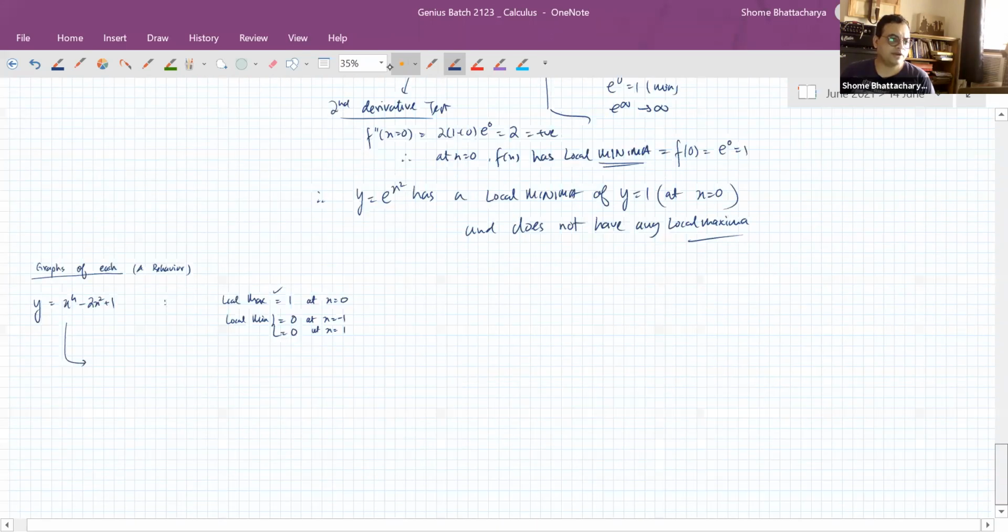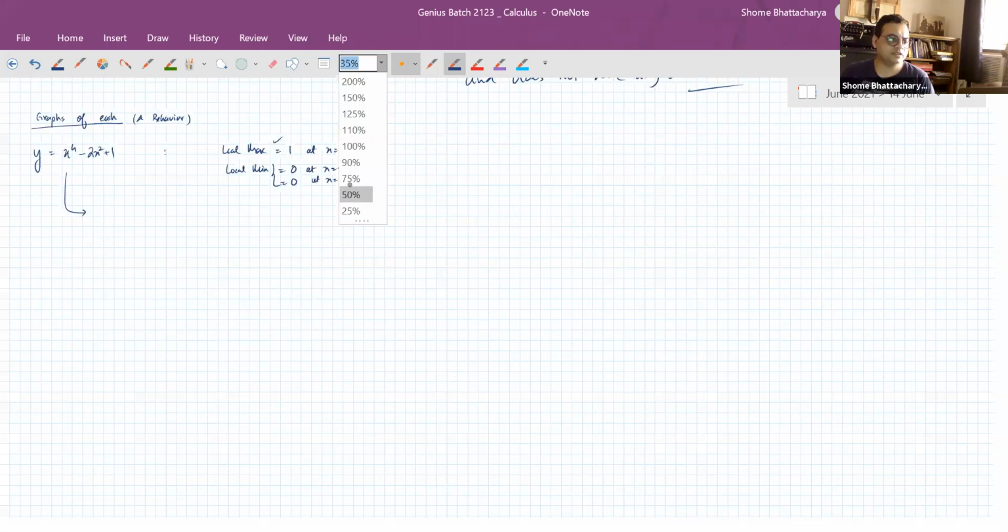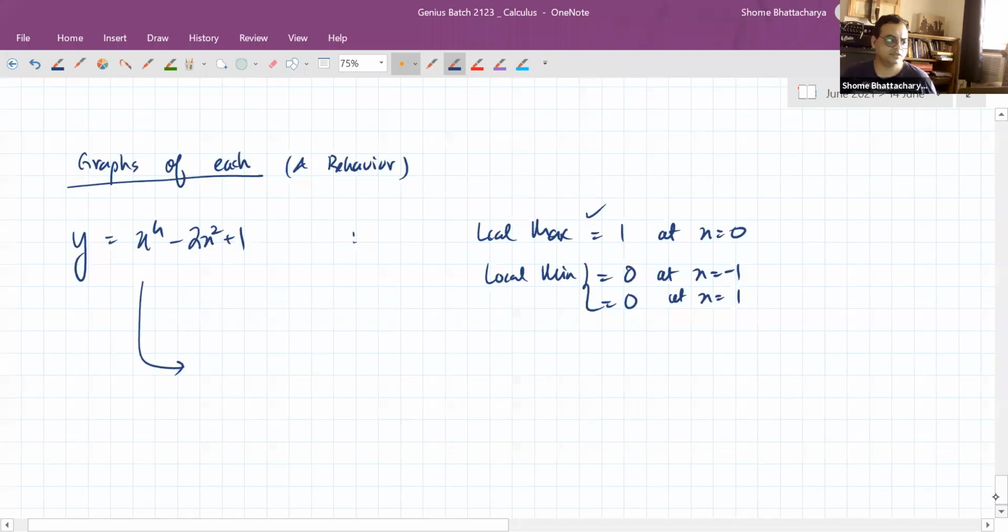Okay. Now apart from this, now I will not do the full analysis of increasing and decreasing intervals. I'll just understand that okay, these points are there. Now what about the value of y as x tends to minus infinity? Y will tend to infinity here because x to the power 4 term dominates over x square term. And again, as x tends to infinity also, the value of y tends to infinity.